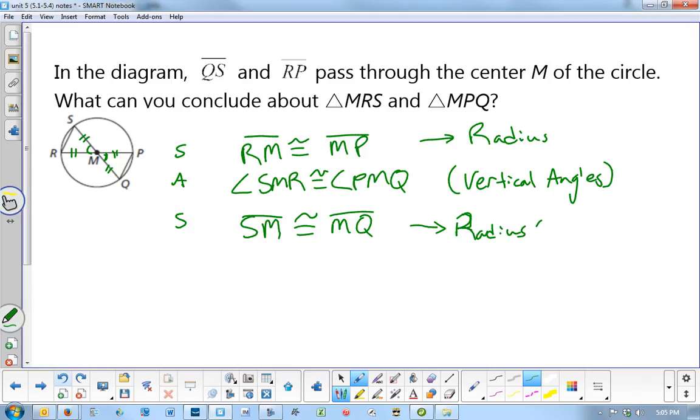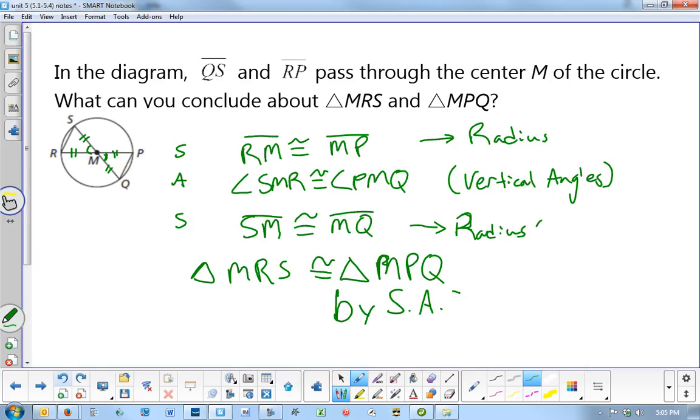It's made by the side, so we can say triangle MRS is congruent to triangle MPQ. And the reason is the side, angle, side theorem. That's the big idea. Side, angle, side. Two sides and the angle that's in between them.